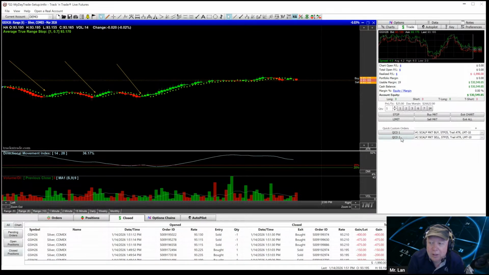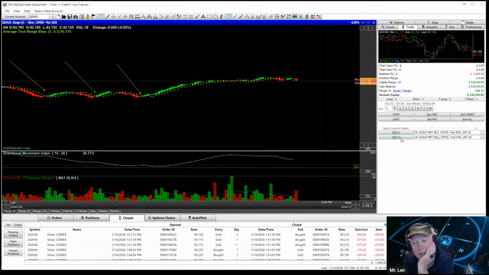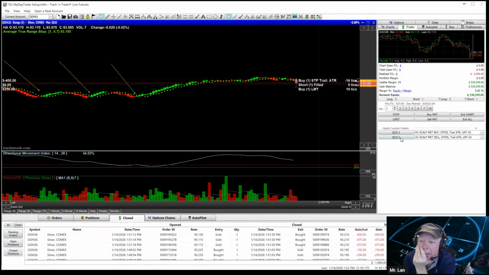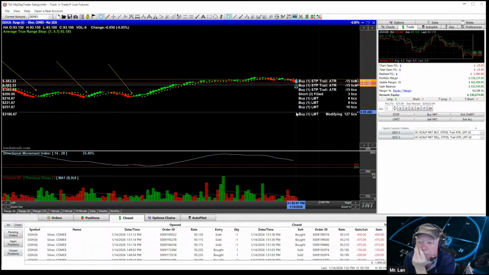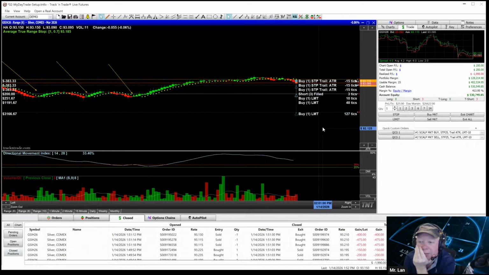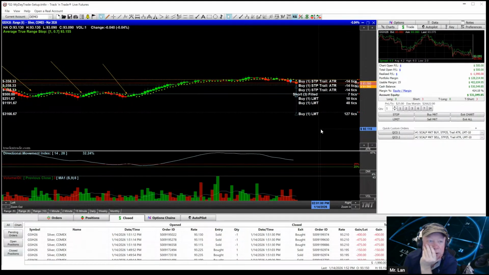Good thing Track and Trade gave us $530,000 of practice money. Okay, let's see if this one's going to trend. Come on, buddy. Come on. You got deep pockets to trade silver. It's a full-size Comex silver.